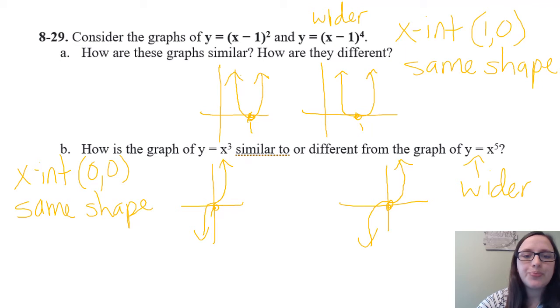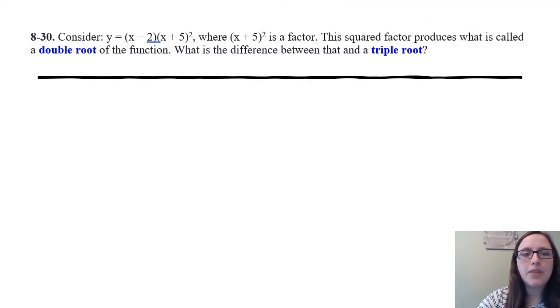They're both pointing up. Whereas when we have an odd exponent, like 3 or 5, they have different end behaviors, down and then up, and then it also crosses at that x-intercept. Which brings us to number 30. When we have a double root, then it's going to bounce at that root. When we have a triple root, it's going to actually cross at that root. So we just remember those differences from before.